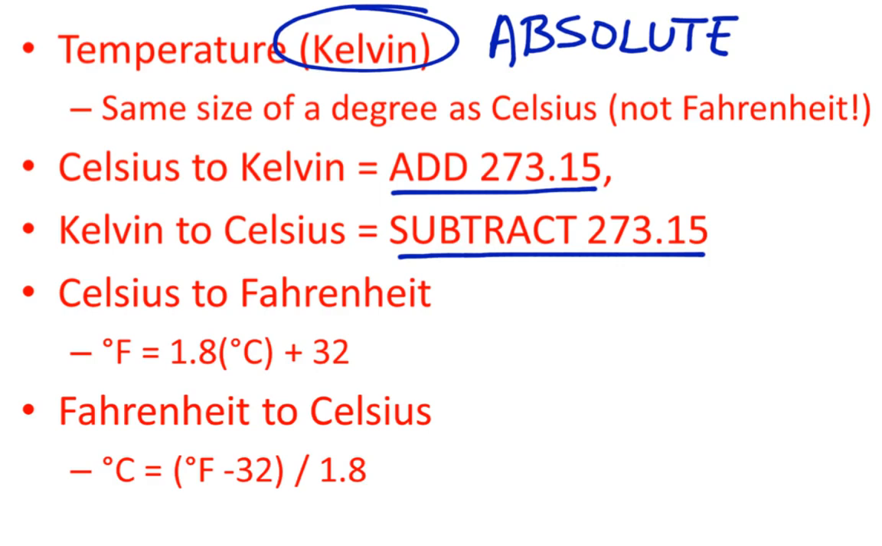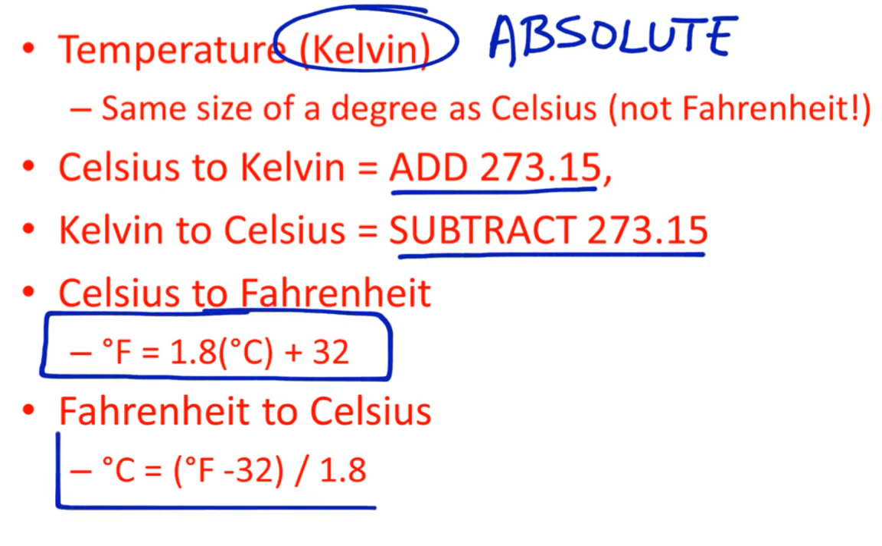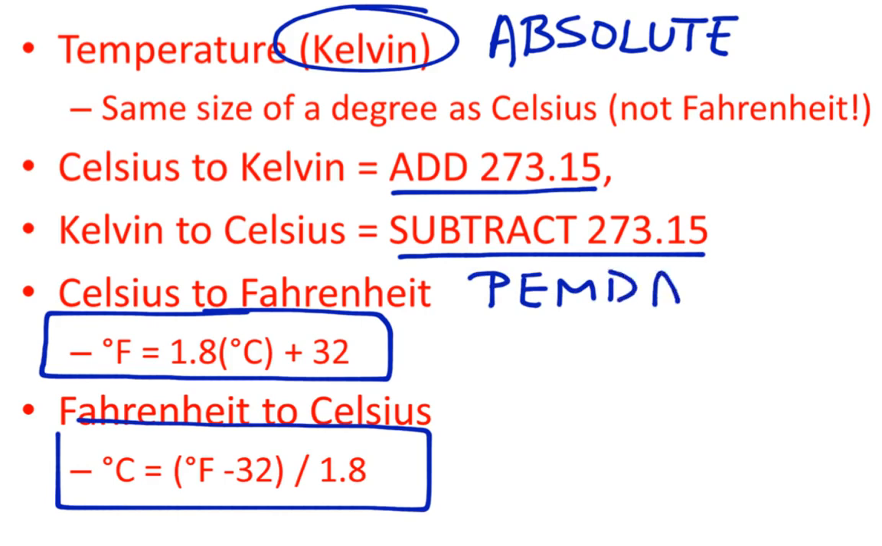Now, the more complicated equations that we're going to have to learn to work with are to convert from Fahrenheit to Celsius and Celsius to Fahrenheit. Both of these require that you follow your order of operations. So please excuse my dear Aunt Sally. Parentheses, exponents, multiplication, division, addition and subtraction. The next page will have a couple examples of how to do these.